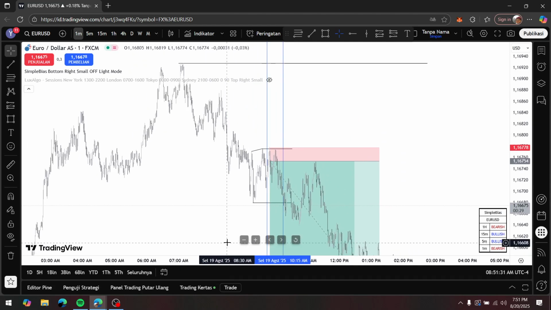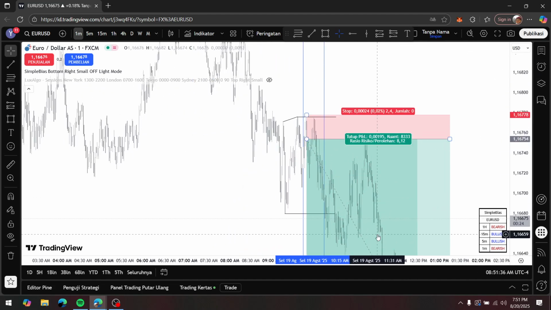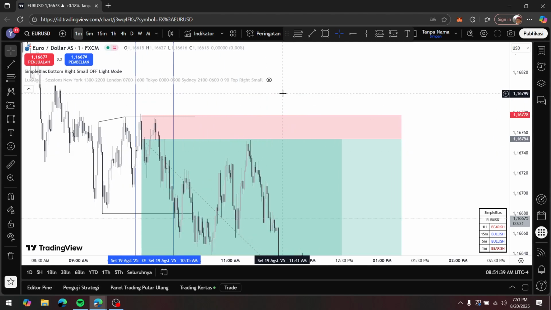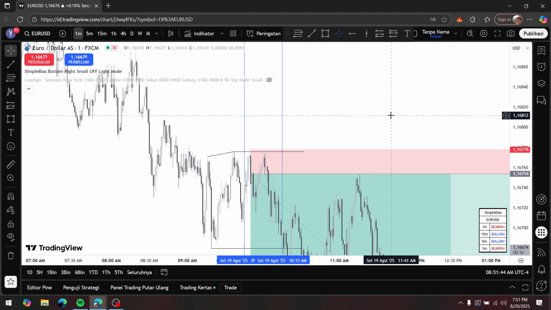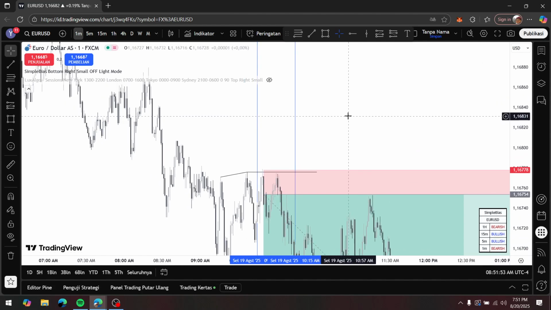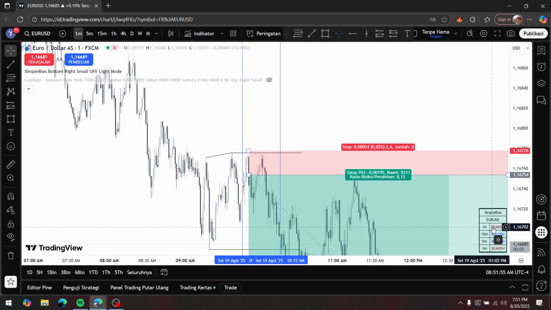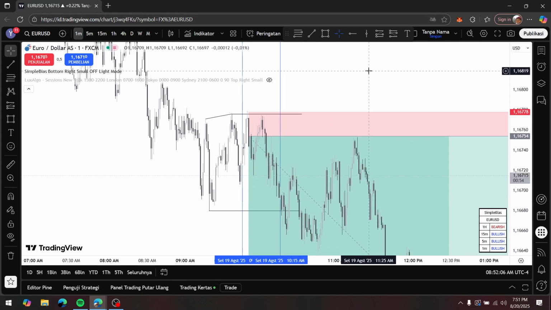So the first thing is I find the bias. What bias I want to trade for? If I want to find the bias, I just check in this indicator. The first thing I check is the daily, the 4 hour and 15 minute, and I enter in 1 or 5 minutes. I will tell you guys how I find my bias.